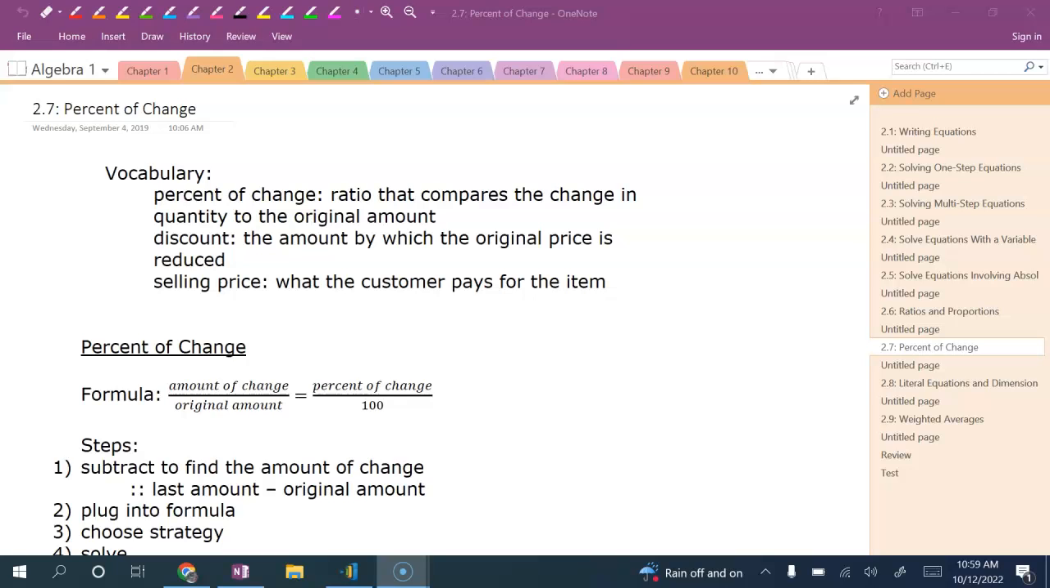Then we also have discount. Discount would be the amount by which an original price is reduced. And then we'll also talk about selling price, which is what the customer pays for the item. And in that, we'll get into how to calculate sales tax.